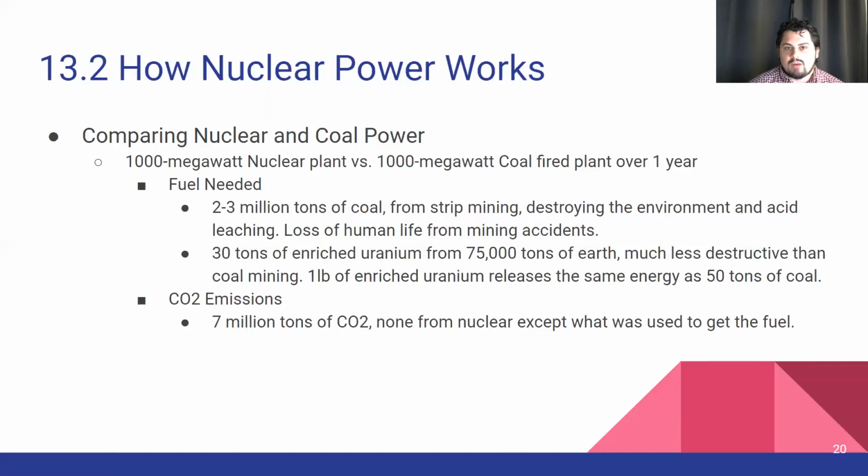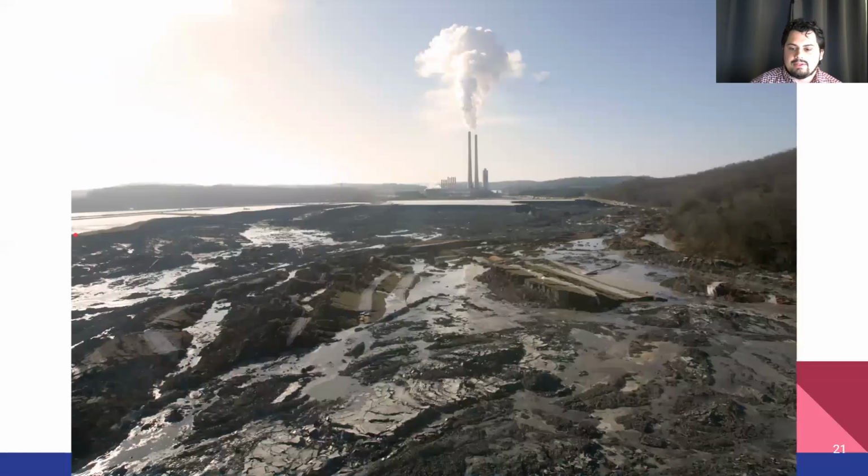And as far as carbon dioxide emissions, 7 million tons of carbon dioxide from the coal power plant, but we don't get any from the nuclear power plant itself. But remember, we have to consider how we got to the fuel too. So it did take lots of mining vessels and people and cars and water and everything like that. So it's not perfectly clean, but it generates far less carbon dioxide emissions than the coal power plant. And here's a picture of a coal power plant and the ash it produces.